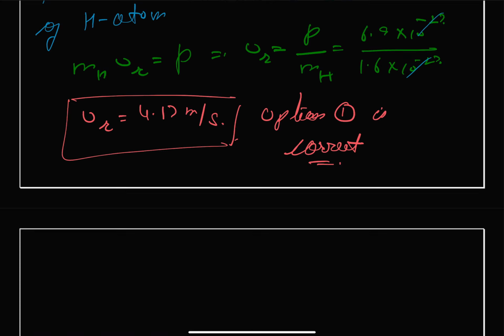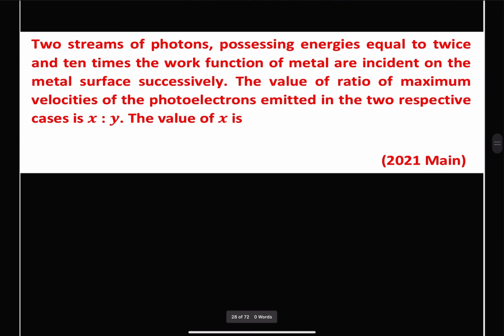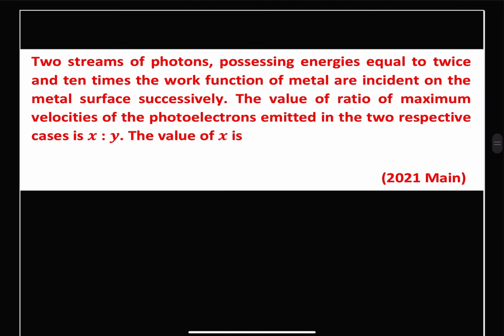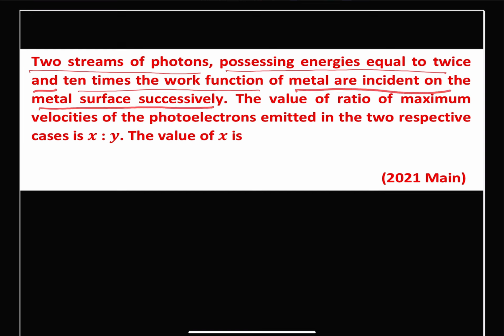Next question. It states that two streams of photons possessing energy equal to twice and 10 times the work function of the metal are incident on the metal surface successively. The ratio of maximum velocities of photoelectrons emitted in the two respective cases is x is to y. The value of x is.